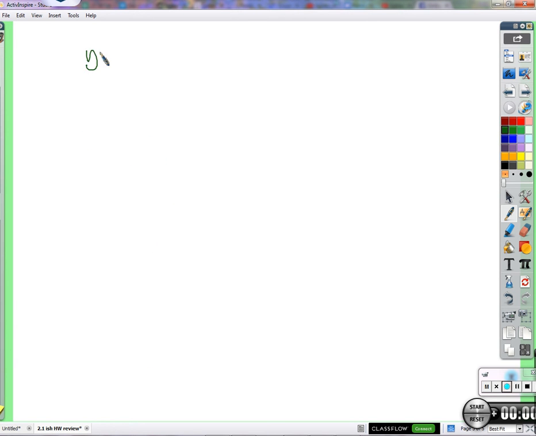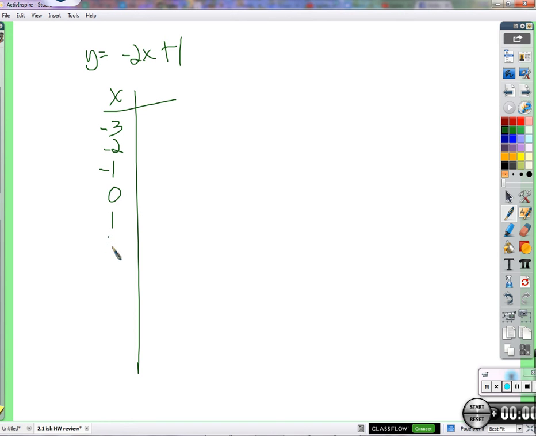Yeah. So y equals negative 2x plus 1. If we made a table out of it and we want to see some kind of a pattern, then let's try and force a pattern out of it, right? So we'll make a pattern out of the things that we plug in. So maybe we'll go negative 3, negative 2, negative 1, 0, 1, 2, 3. I'm confident that we can all plug these numbers into the function, right? So we'll just go ahead and speed it along here.